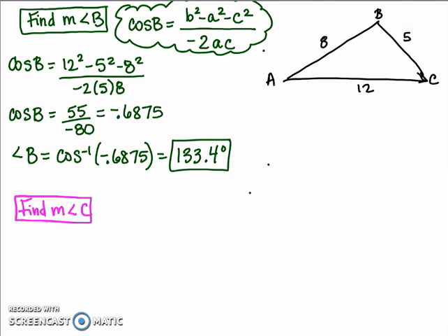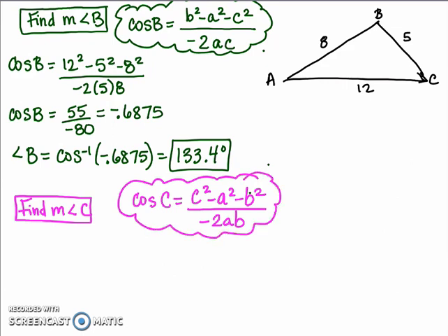The last angle that we need to find in our triangle is the measure of angle C. We are going to start by transforming that c squared equals equation. So it's going to look like the cosine of C is equal to c squared minus a squared minus b squared divided by negative 2 times a times b.